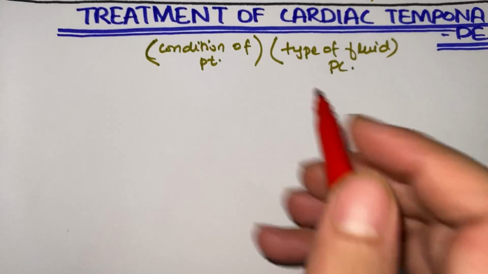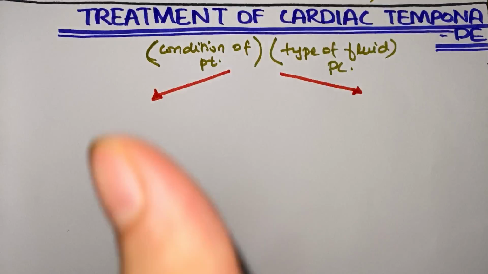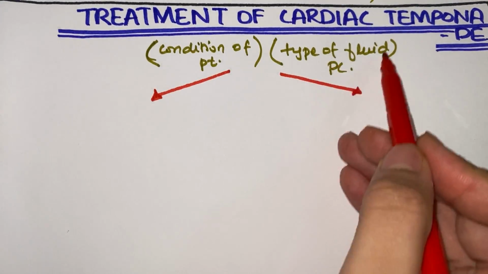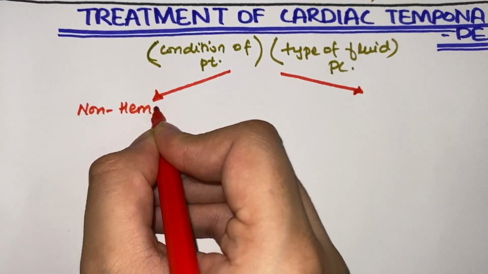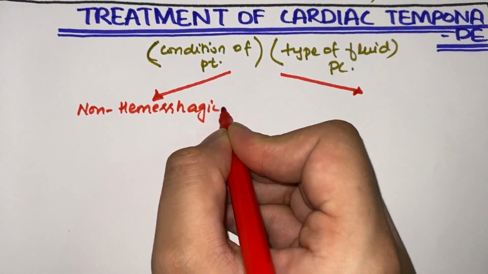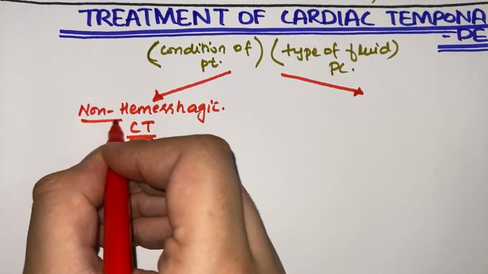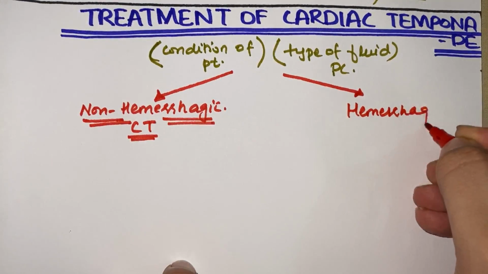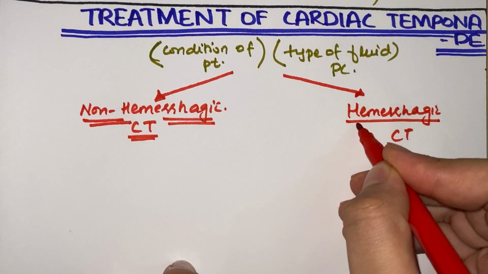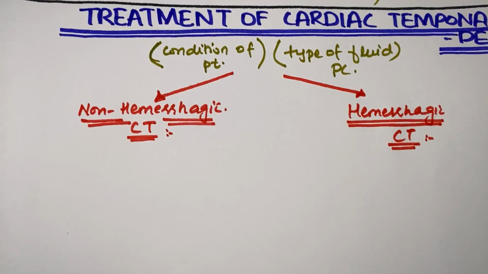I prefer dividing the whole management into two columns so that it's easy to manage depending on the type of the fluid. If the fluid is non-hemorrhagic, what does non-hemorrhagic mean? It means a fluid other than blood, and we'll manage it accordingly. If it is hemorrhagic cardiac tamponade, the fluid present in the pericardial cavity causing the tamponade is blood, so we'll manage it differently.